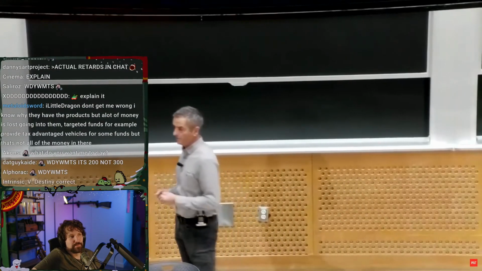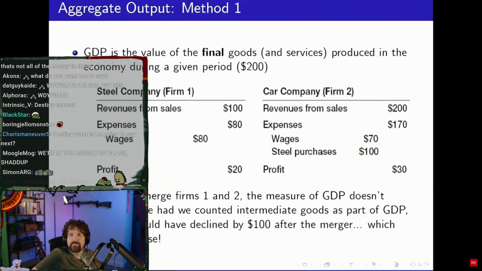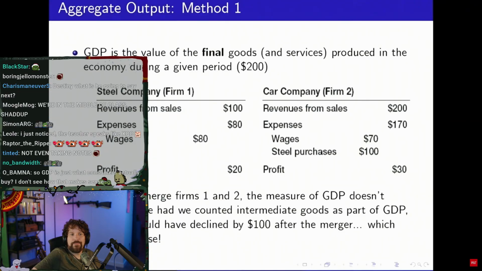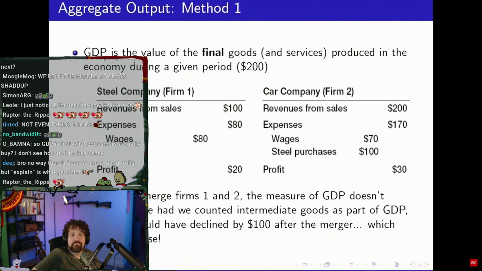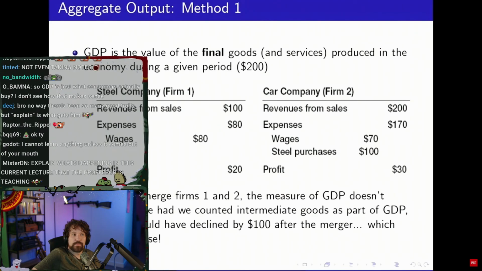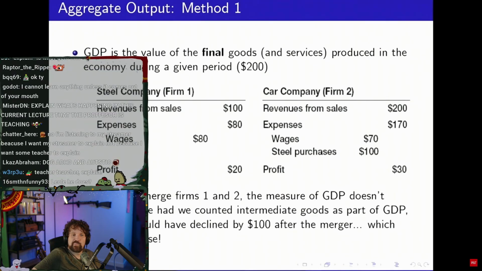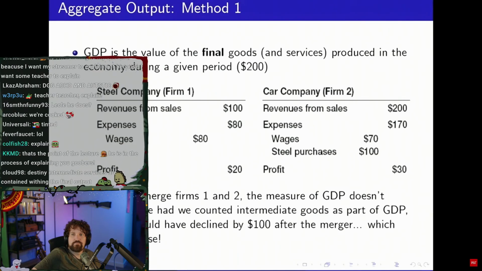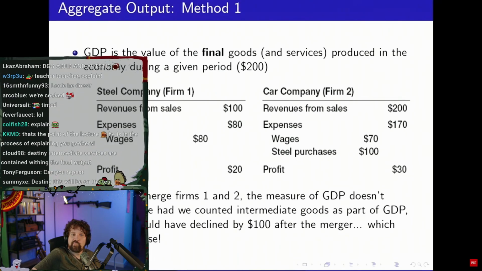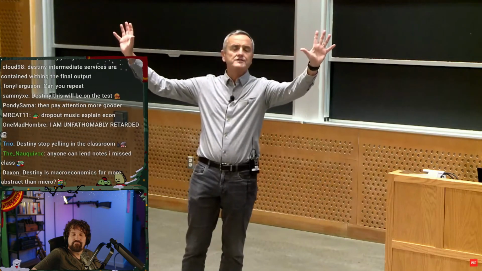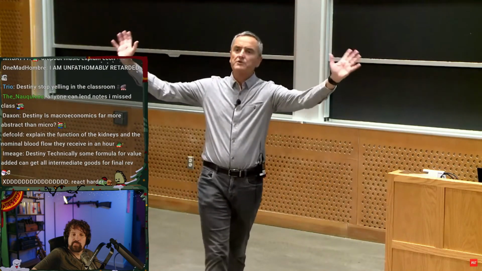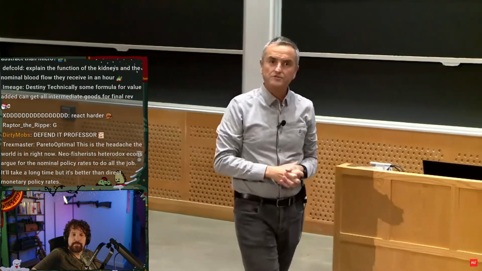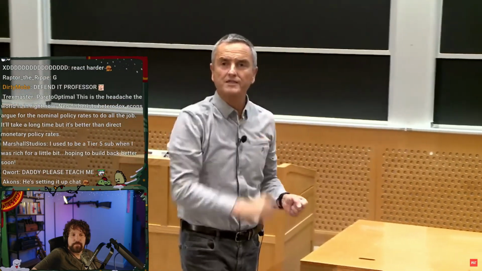Okay, it's in a period of time. So that's one definition. And one way of making sense of this definition is, imagine that I give you the same economy with the same two factories, and now all of a sudden I tell you, you know what, I'm going to merge the two companies. So the car company will buy the steel mill or whatever.